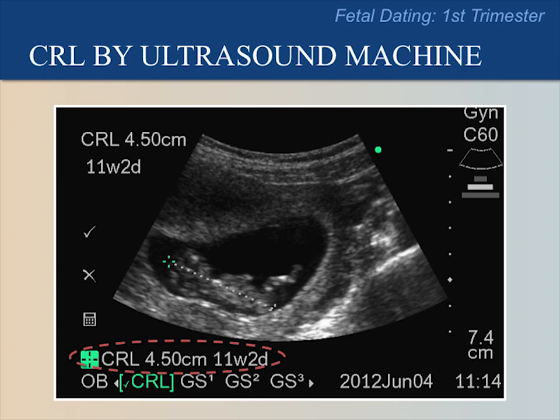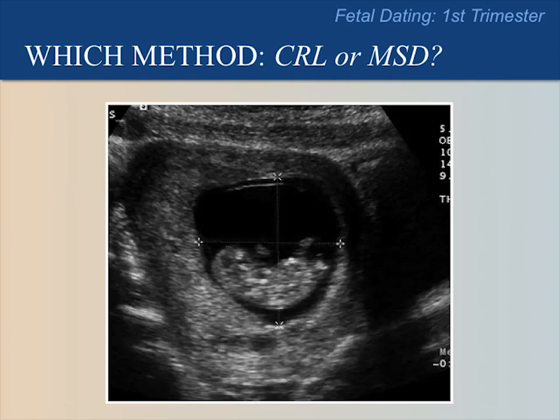The answer is no. This fetus is slightly extended, meaning that it is in a straighter position than we would like. Looking at this scan, would you use crown rump length or the mean sac diameter to estimate the age of the fetus? Please pause the video now to discuss within the group.